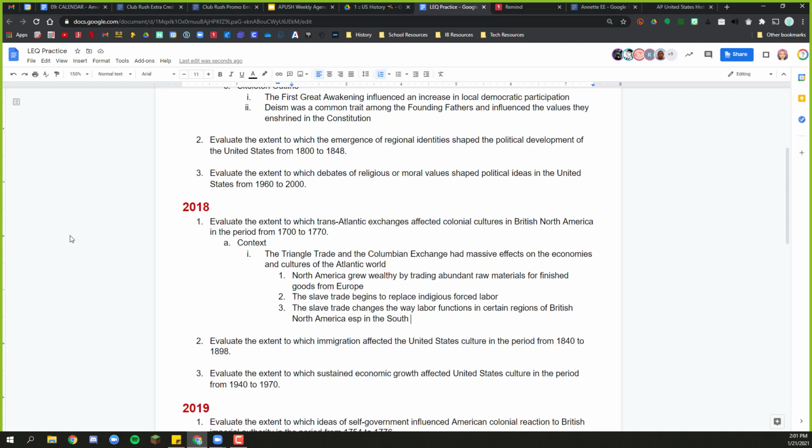But I also want to talk about the origins of the slave trade, essentially replacing indigenous labor and having a massive effect on certain regions of North America, of British North America, specifically in the South, where it becomes more popular.